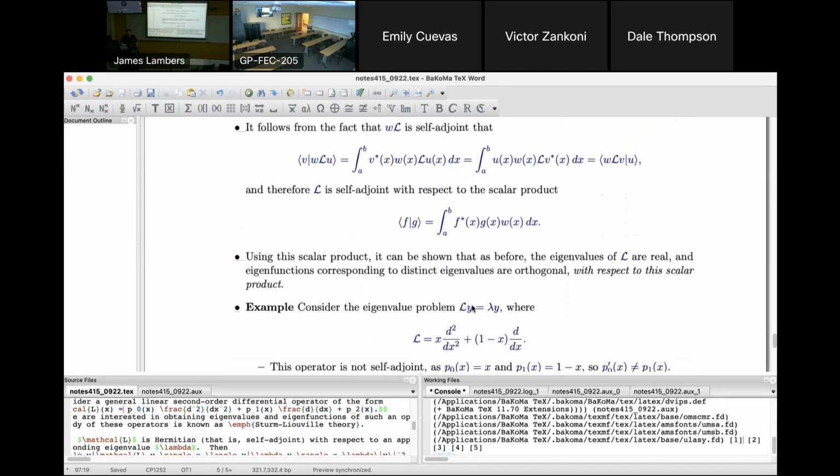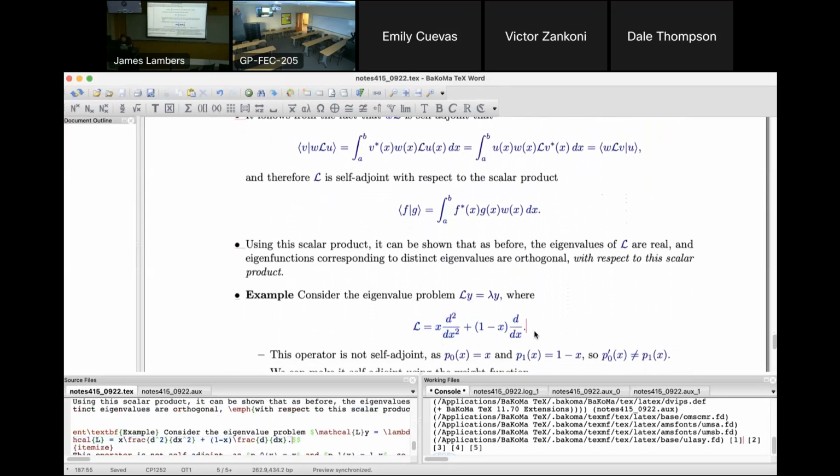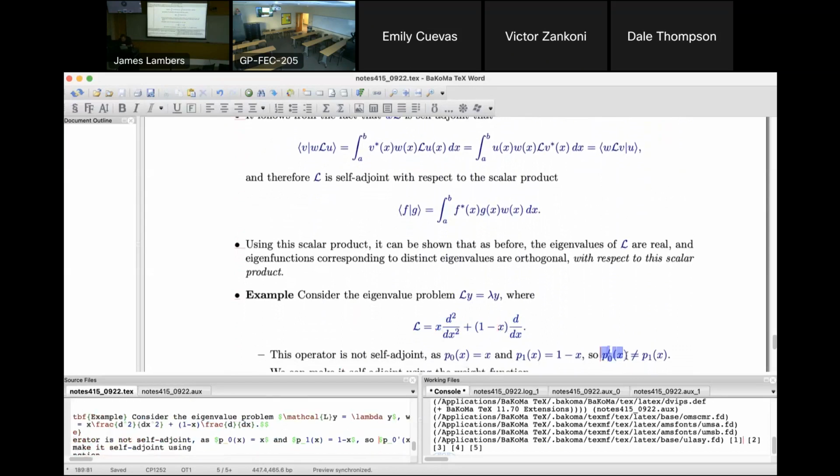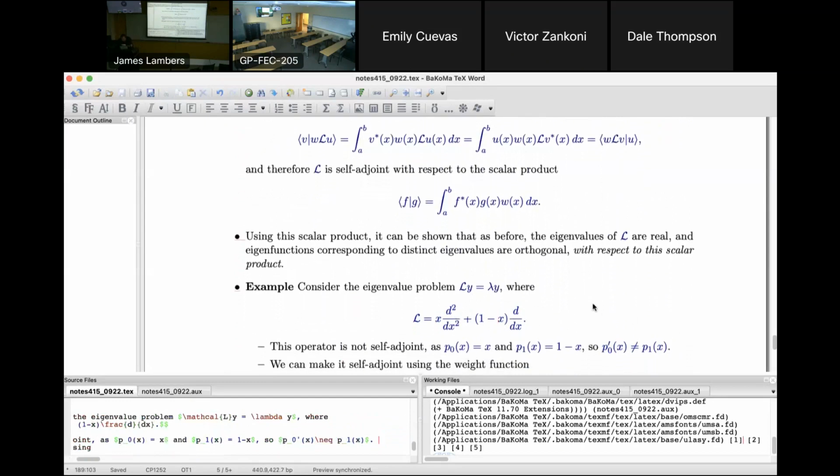Okay. So here's an example of a non-self-adjoint operator. So x is our p0, and then 1 minus x is our p1, and they do not satisfy this relationship. So that's how we can immediately say the operator is not self-adjoint. So we need to find a wave function that will make it self-adjoint.